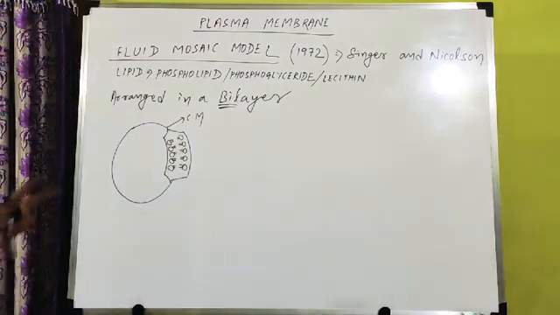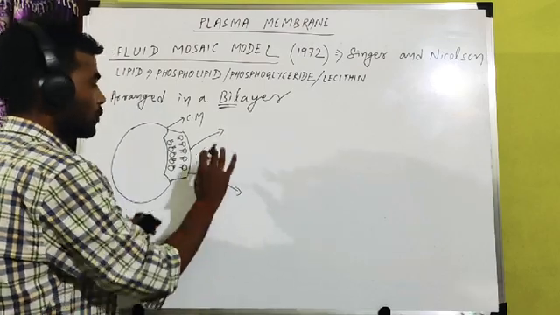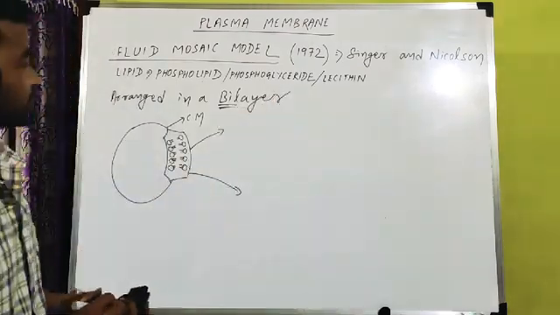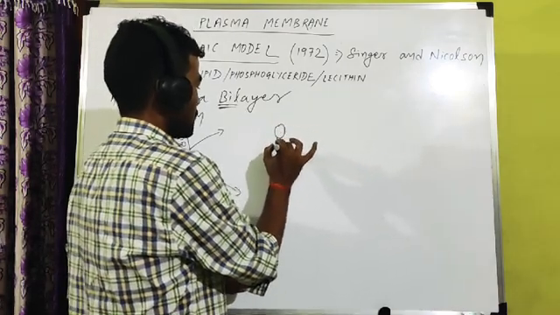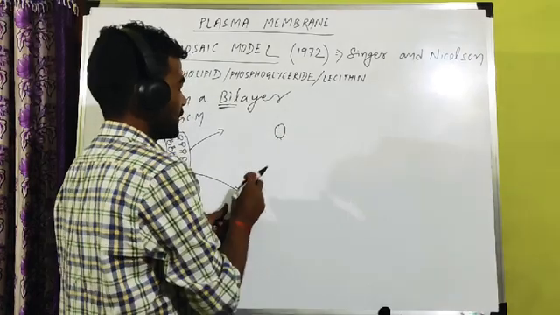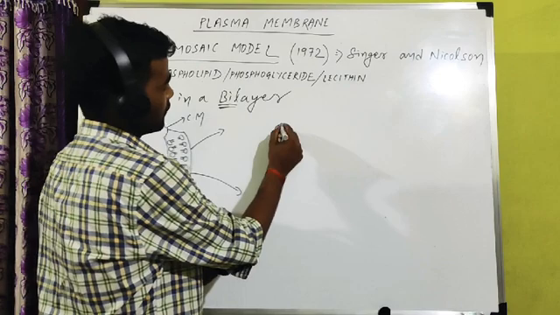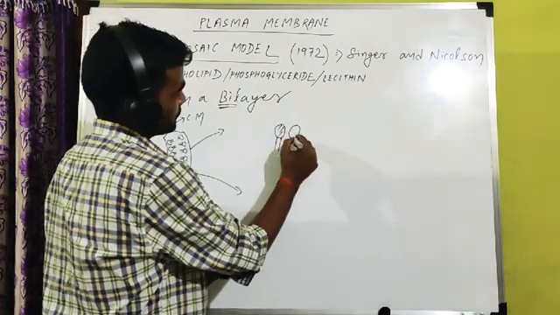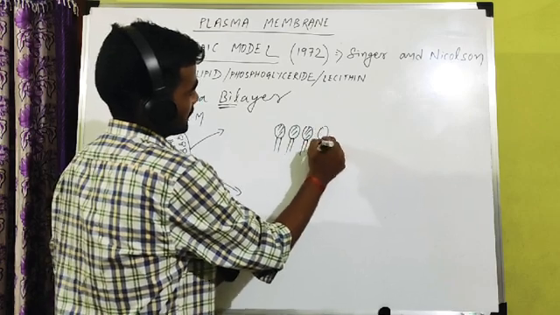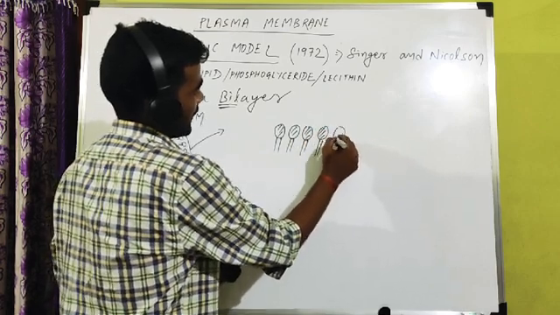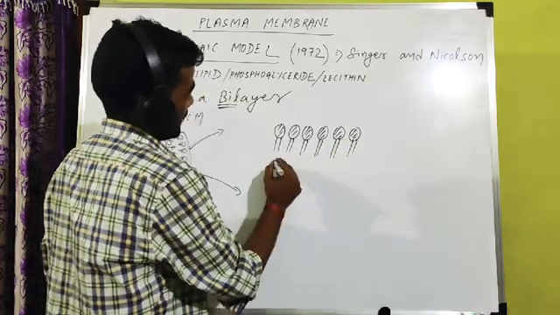So now we will discuss this phospholipid bilayer in expanded form. I am showing how the phospholipids are arranged. If you look, each phospholipid contains one hydrophilic head and two hydrophobic tails. Clearly visible. One hydrophilic head, two hydrophobic tails. You can easily mark it here.